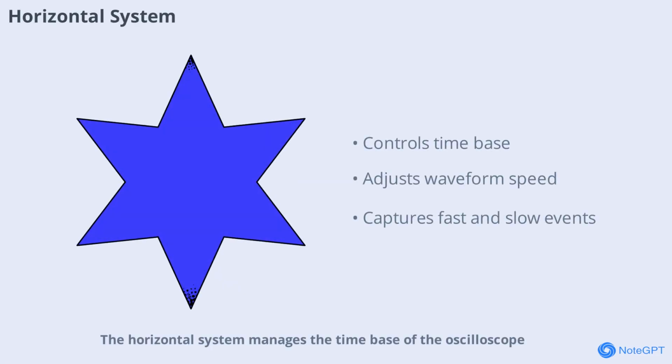The horizontal system manages the time base of the oscilloscope, controlling how quickly the waveform moves across the screen. By adjusting the time scale, you can observe fast or slow events in detail. This system is essential for capturing transient phenomena and analyzing timing relationships between signals. Mastering the horizontal controls gives you a clearer picture of your circuit's behavior.